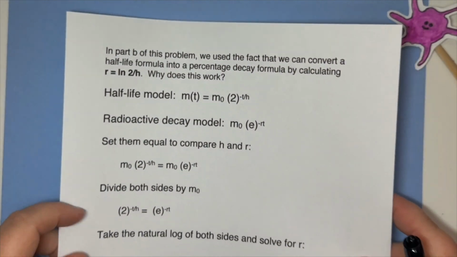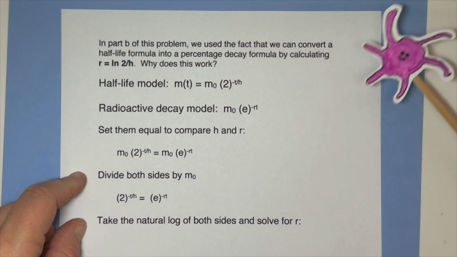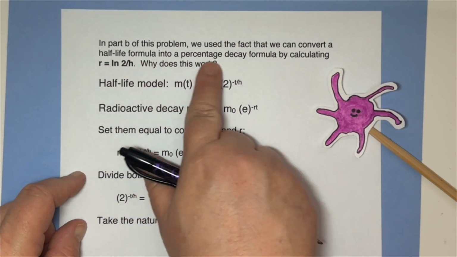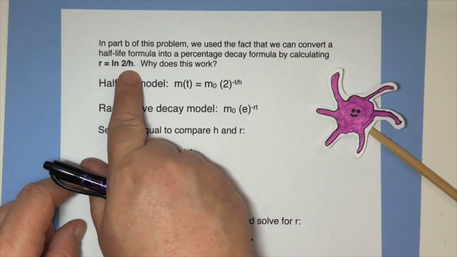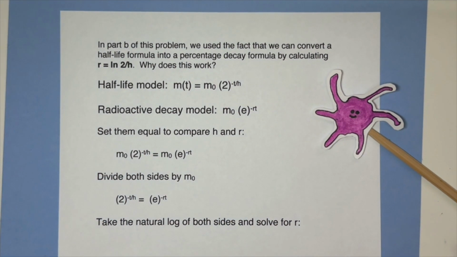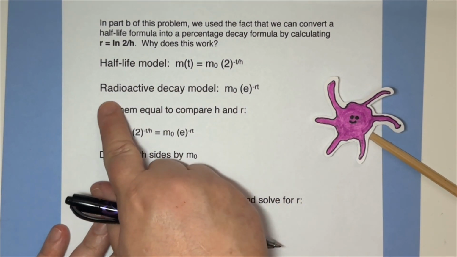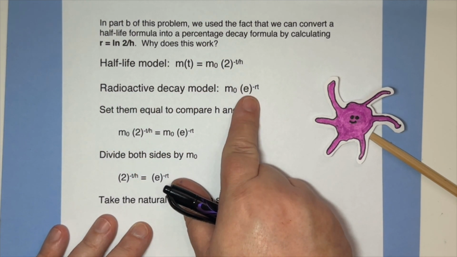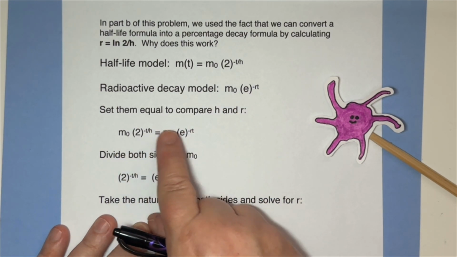Okay, so the question is, in part B of this problem, we use the fact that we can convert a half-life formula into a percentage decay formula by calculating natural log of 2 over h. Why does this work? I didn't want to take too much time, so I wrote down most of this, so you don't have to wait for me to write it all out. So here's the half-life model. Here's the radioactive decay in terms of e. So here's in terms of 2, here's in terms of e. And we're going to set them equal, right?